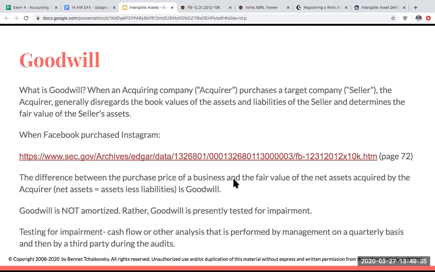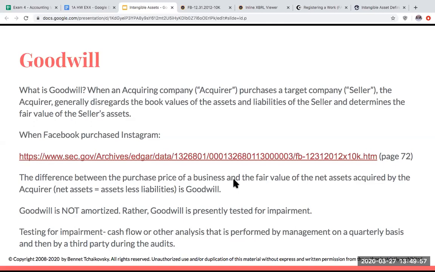If you want to look for something fun to do outside of class or outside of this lecture, take a look at Macy's over time. They acquired, I believe it was Bloomingdale's, back in the day, and the goodwill from that transaction was about $13 billion.